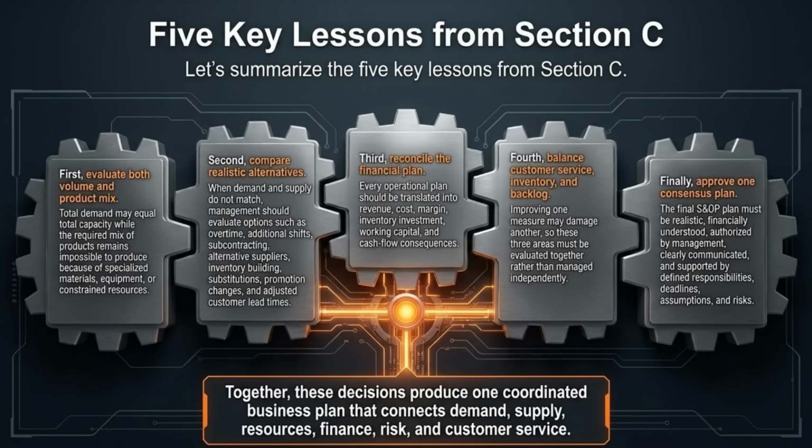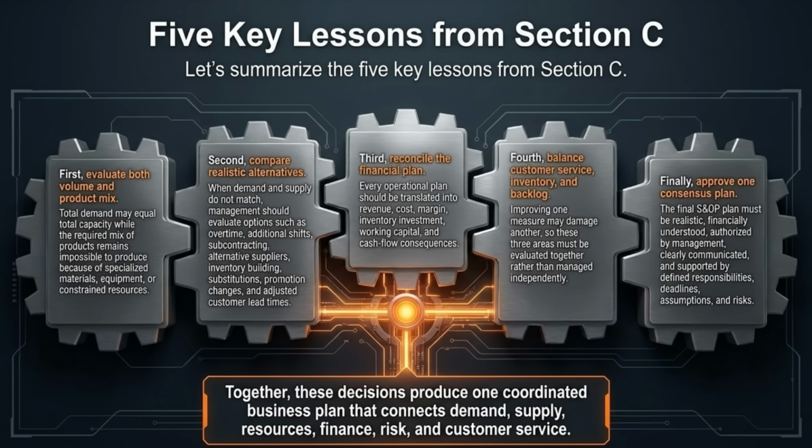Let's summarize the 5 key lessons from Section C. First, evaluate both volume and product mix. Total demand may equal total capacity, while the required mix of products remains impossible to produce because of specialized materials, equipment, or constrained resources. Second, compare realistic alternatives.